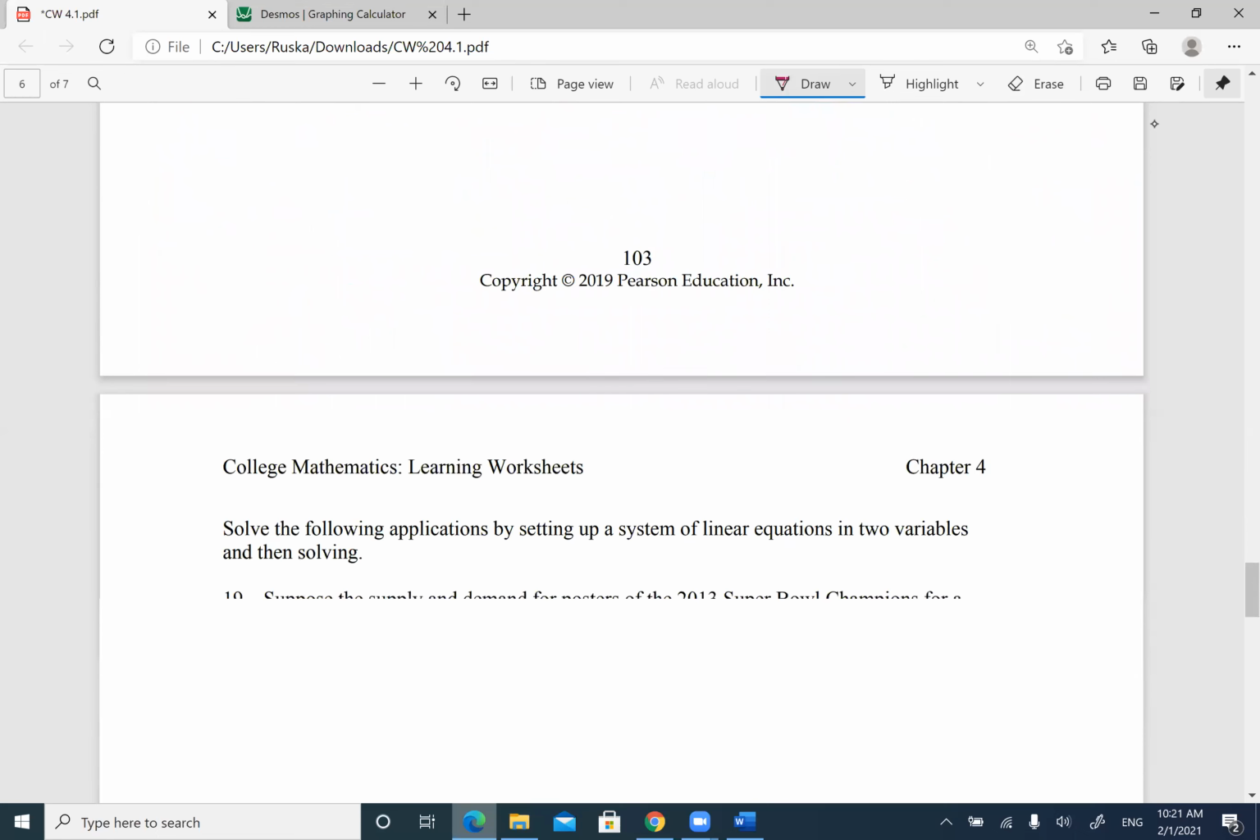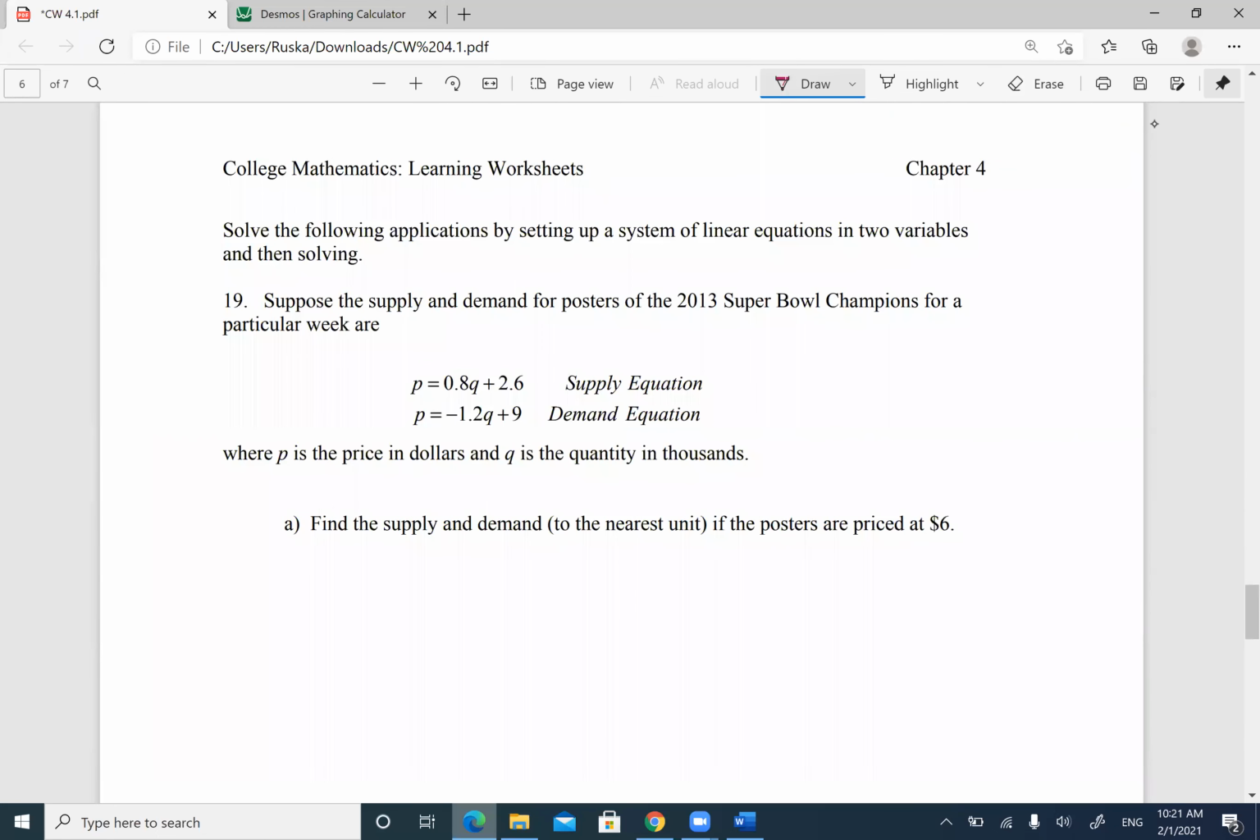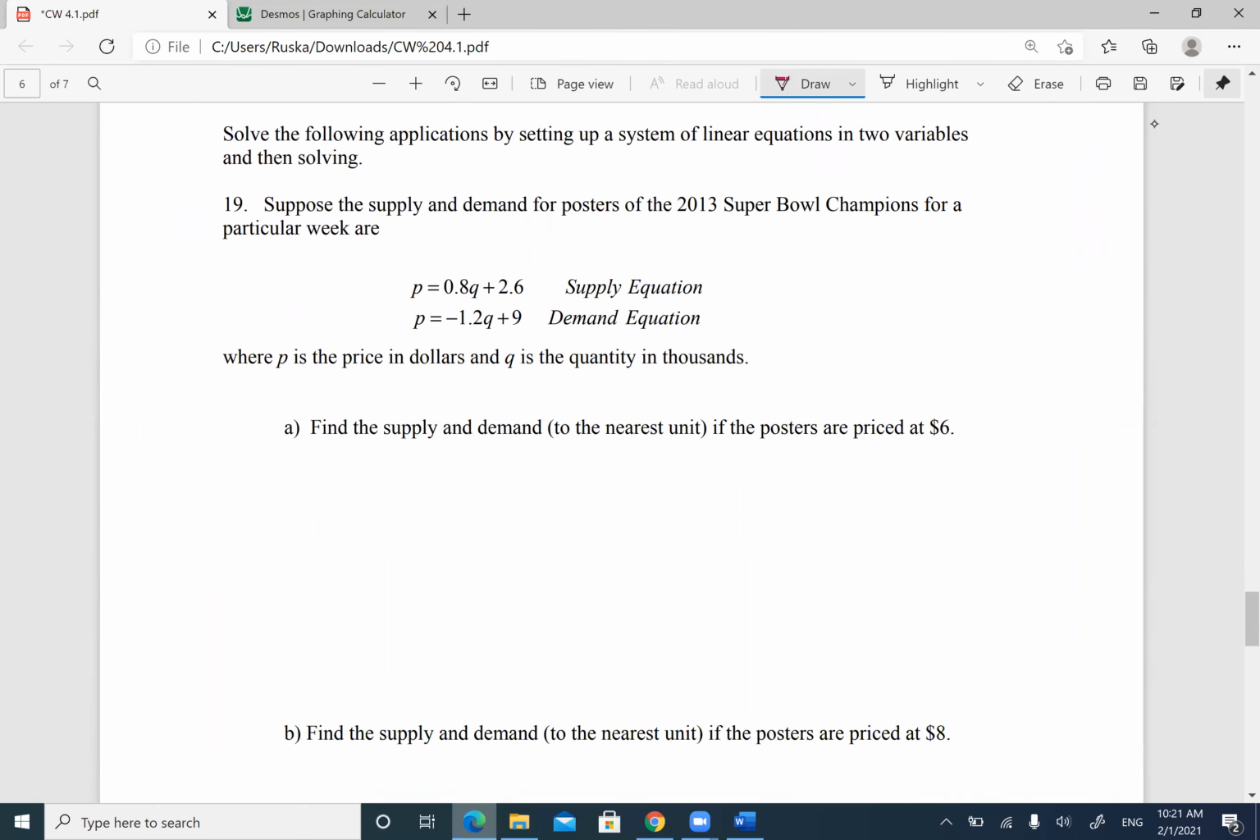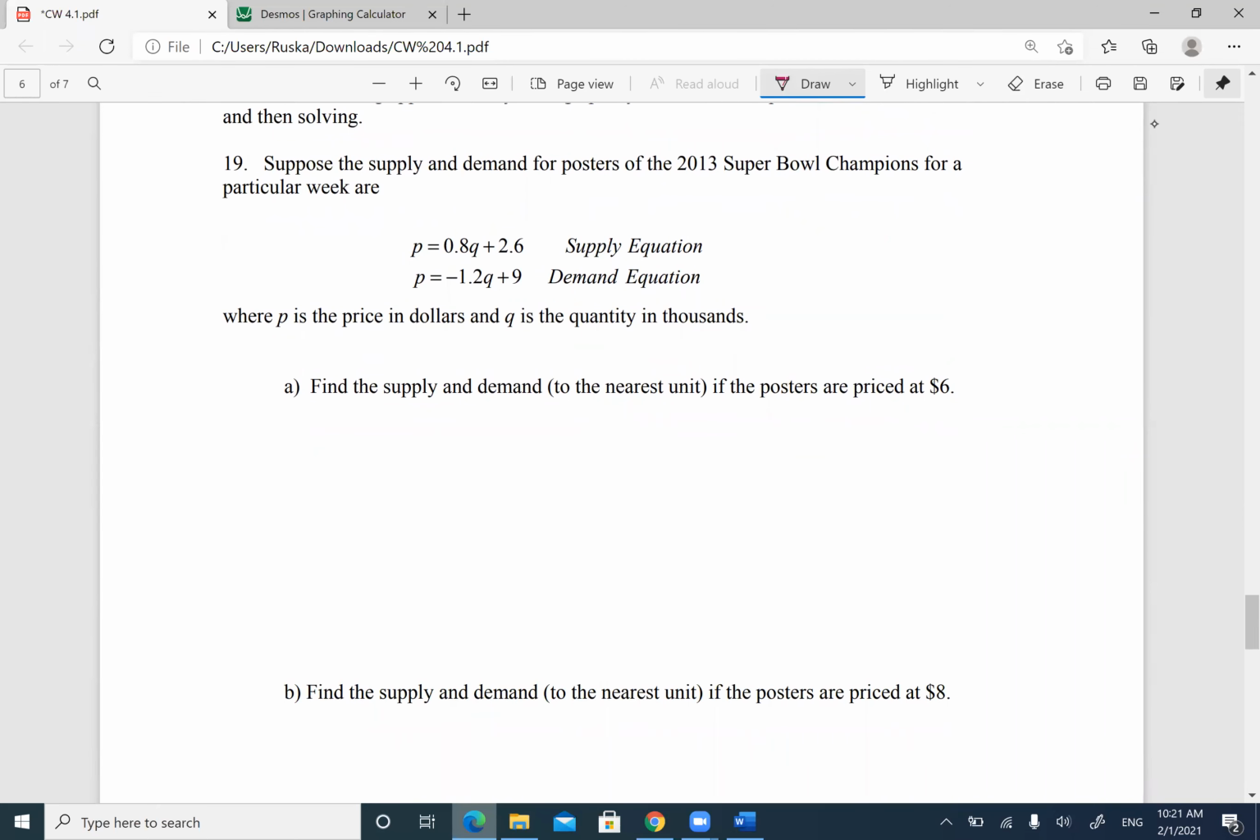Okay, now we're going to go to some applications. So here we're going to solve applications. We're going to use systems of linear equations with two variables. So here in number 19, we have the supply and the demand equations. They're given here for posters of the 2013 Super Bowl championship for a particular week. So these are the equations given. The first one gives me the supply equation, the second one gives me the demand equation, where P is the price and Q is the quantity in thousands.